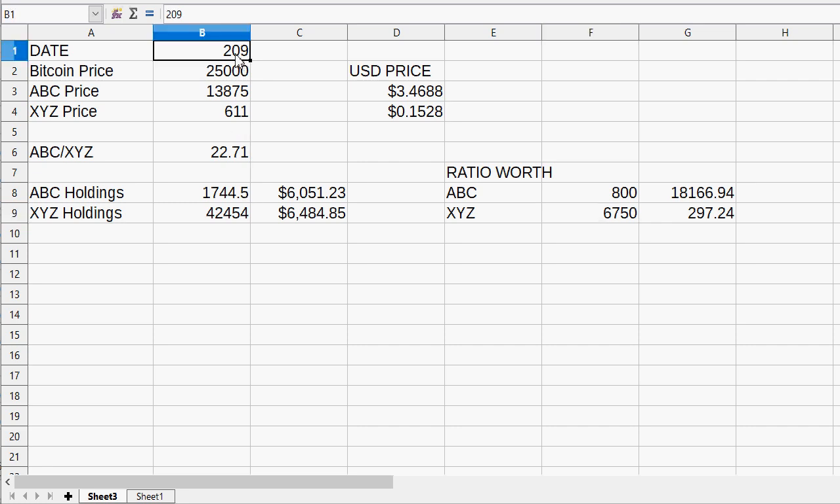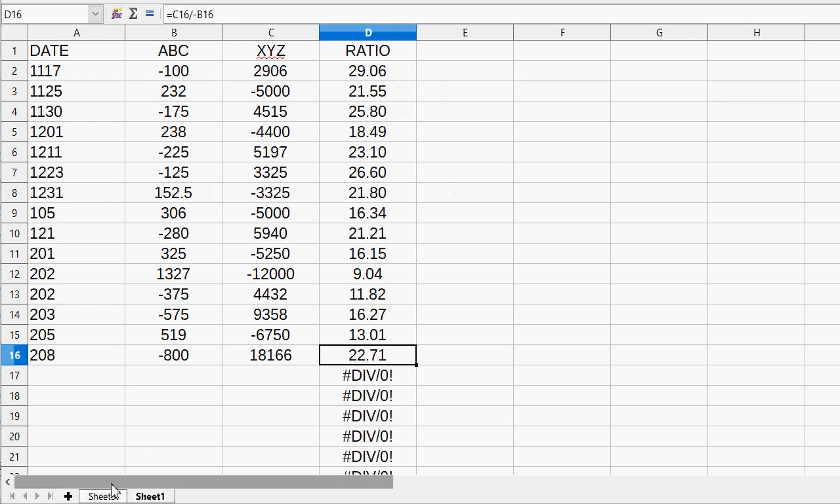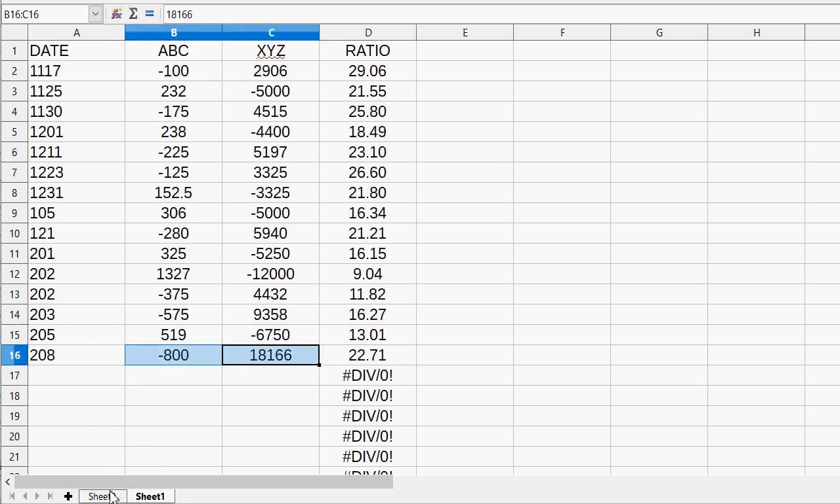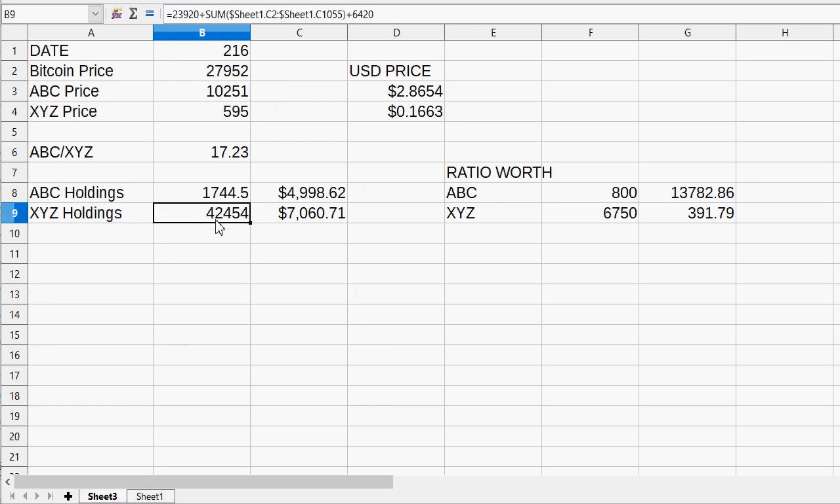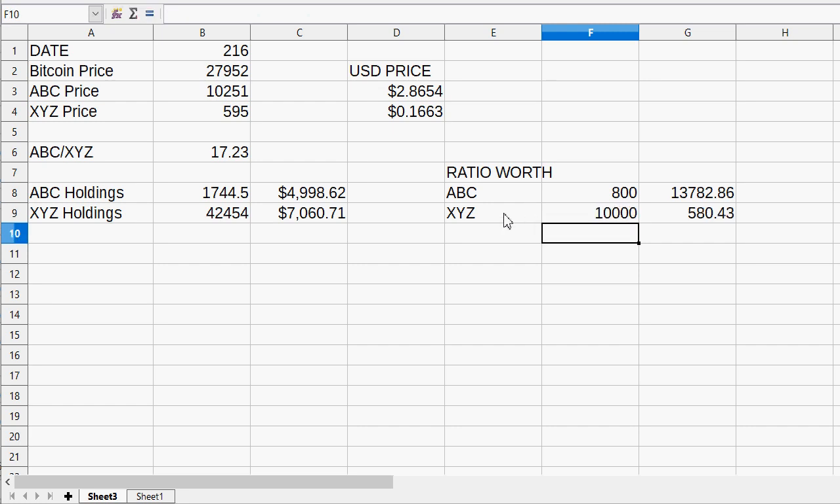And let's say a few days later go by, 27,952. This has a big decline, say 10,251. This has a smaller decline, 595. 17.2 is the ratio. You're like, yeah, I can sell a portion of it. You're definitely not selling 18,000 probably. You got 42, so maybe you're going to sell about 11,000, 10,000 even, which would be 580.